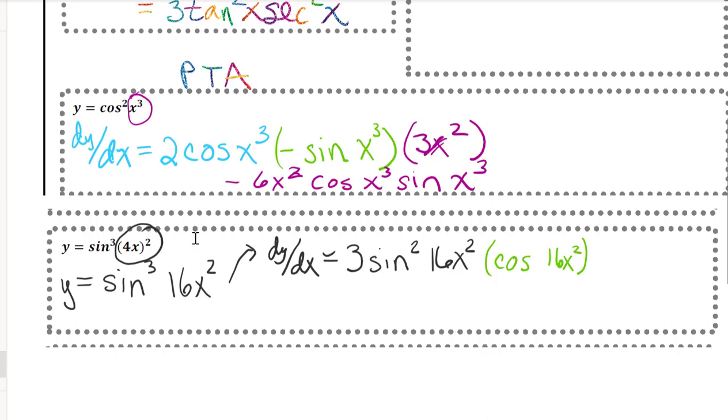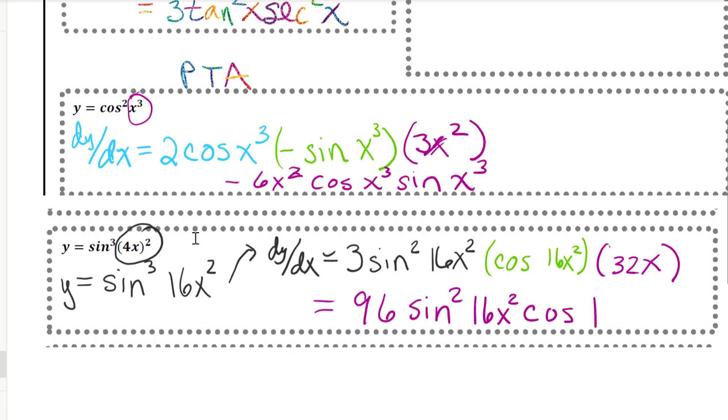Then the last part, so we have power, trig, now we need the angle. The derivative of 16x squared is 32x. So if I simplify it, 32 times 3 is 96, sine squared of 16x squared times the cosine of 16x squared.